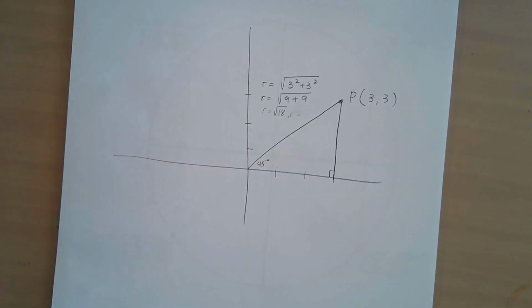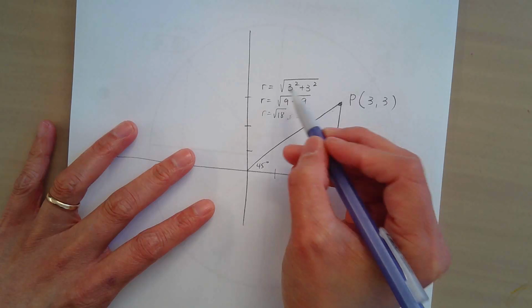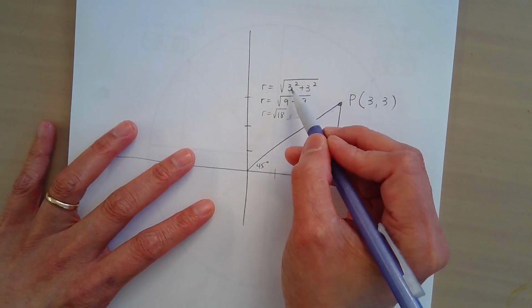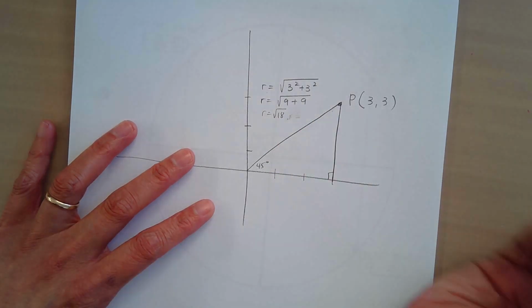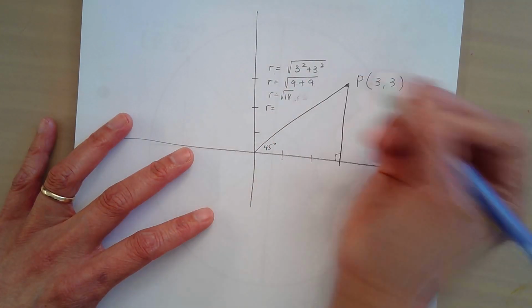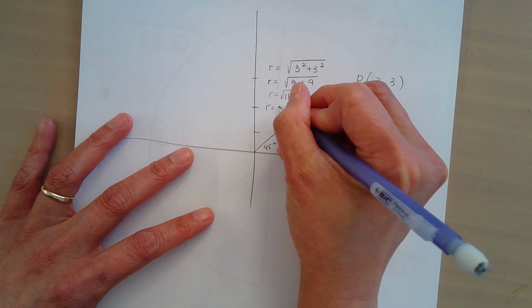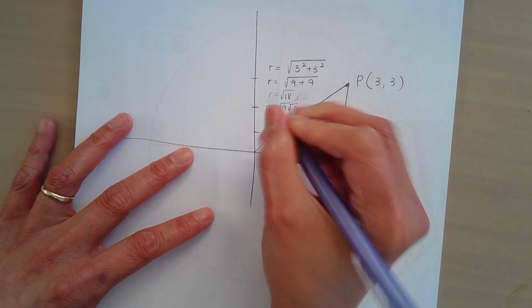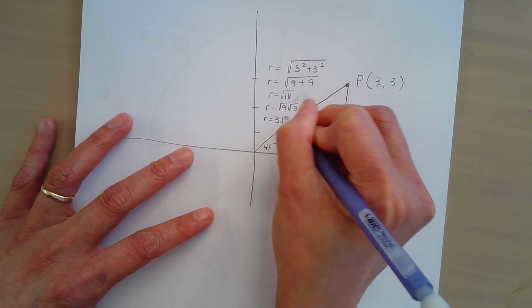Okay, so like I said, you don't have to write this down. I just want to show you that it works every time. So r is the square root of x squared plus y squared, and we figured that out: square root of 18. And then we can actually simplify the square root of 18 by taking the square root of 9, square root of 2. That's 3 root 2, right?